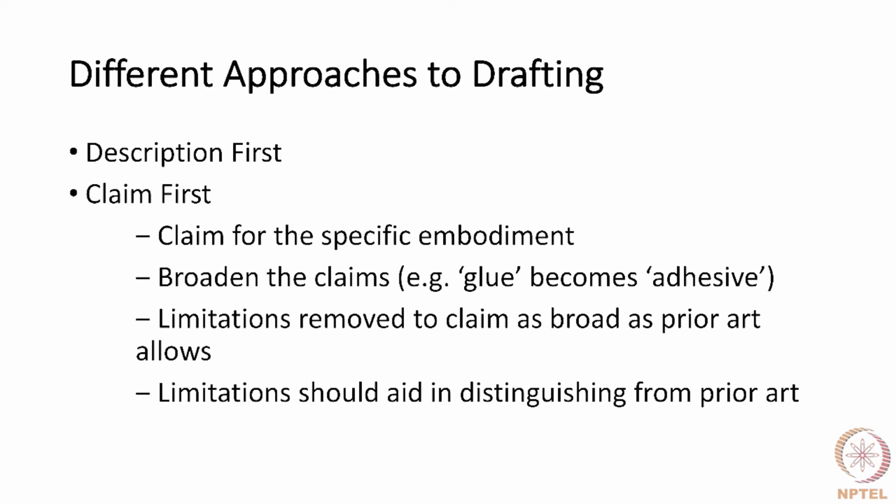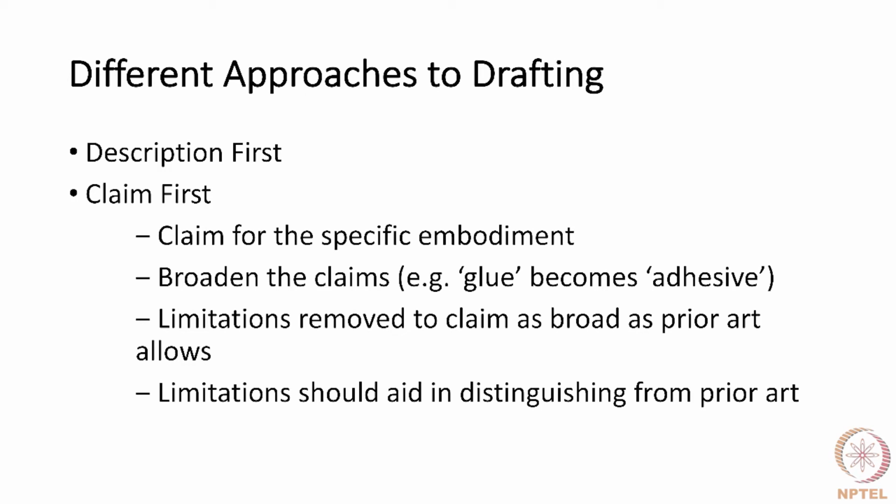So you can look into the prior art and see what are the limitations, and you could remove those limitations as far as the prior art will allow you to do that. And the limitations should aid in distinguishing it from the prior art. So all the limitations that you add in the claim would be with the purpose of distinguishing the prior art.